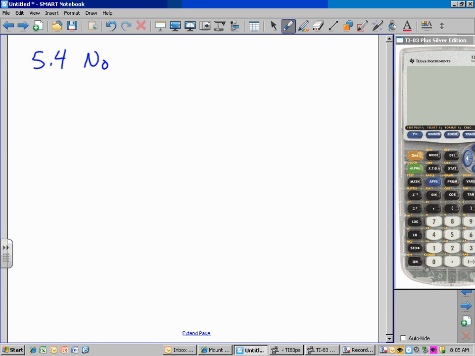5.4 notes, day 2. Okay, I got one more example for you. It's got a little bit length to this example, so bear with me here for a second.